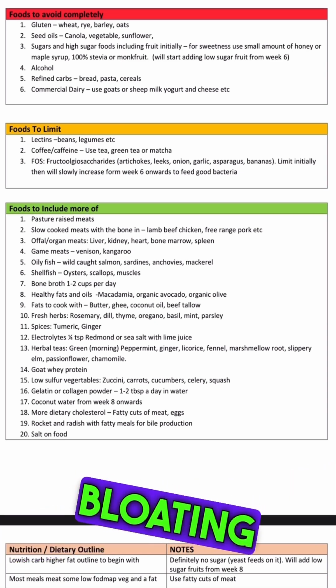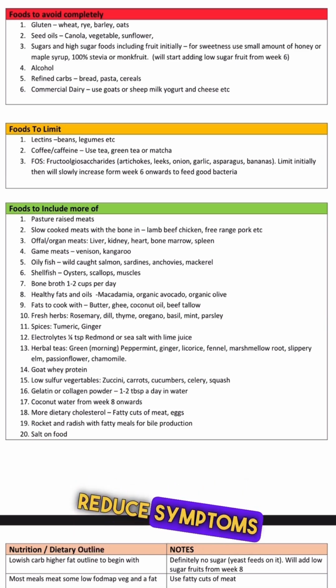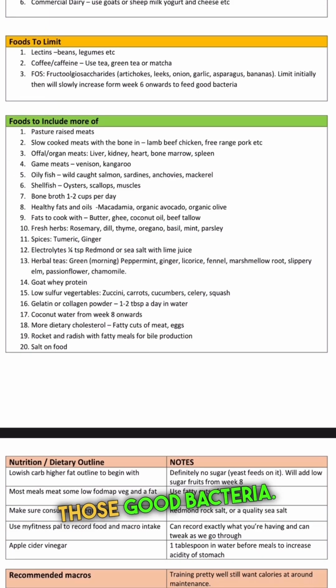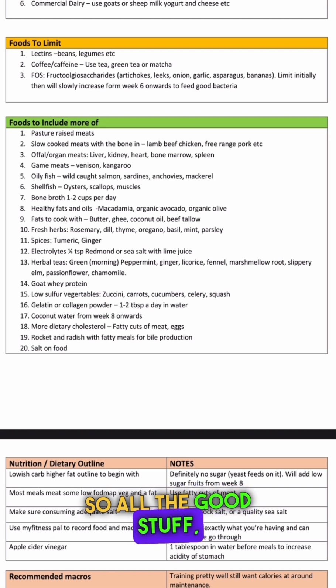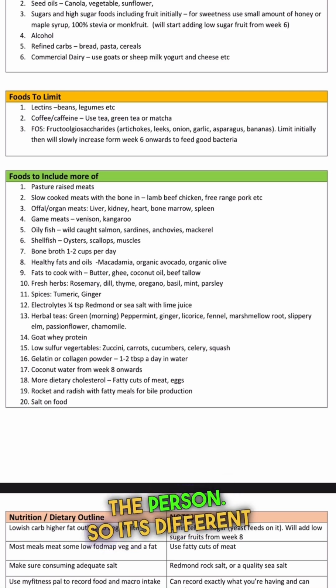Again, this person has bloating and IBS, so we're wanting to limit those foods initially to reduce symptoms and then slowly add them back in from week 6 because we want to keep feeding those good bacteria. And then foods to include more of, so all the good stuff: meats, slow cooked meats, oily fish, bone broth, all that sort of stuff. And again, these will be dependent on the person. So it's different depending on what the symptoms are and what we're dealing with.